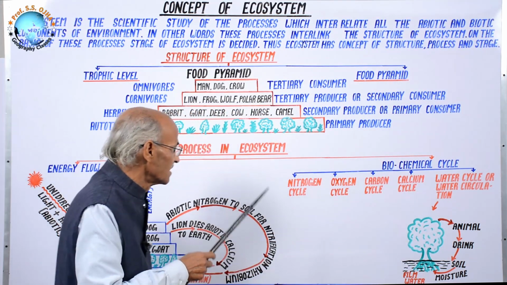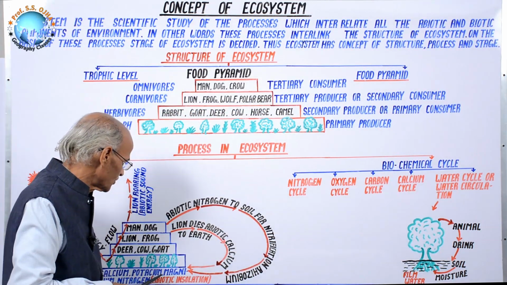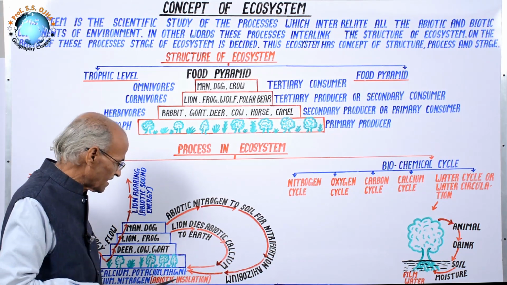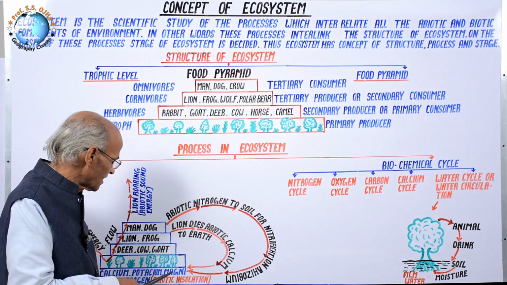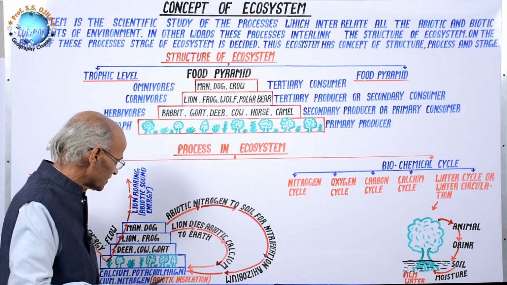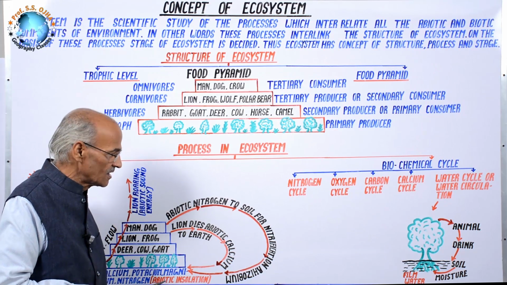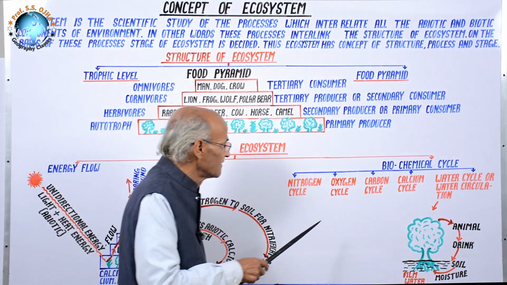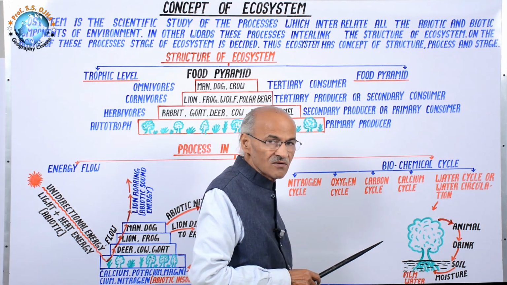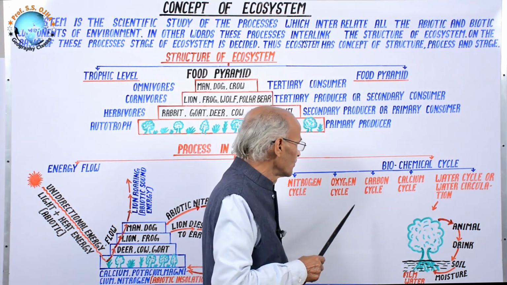Here, in this flow or process, there is one more aspect, that is the biochemical cycle. Biochemical cycle differs from biogeochemical cycle. In geochemical, the chemicals from the rock or soil or earth like calcium, potassium, magnesium are involved. Contrary to this, in biochemical, only chemicals are included, not the geochemicals.